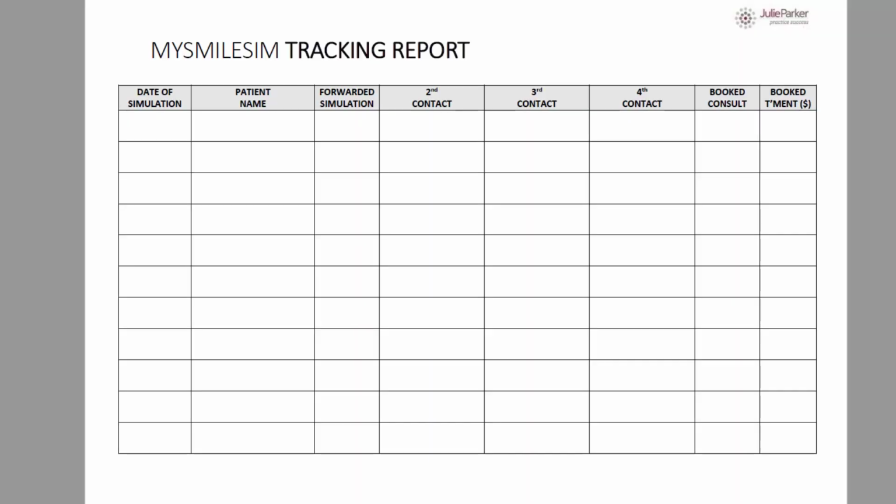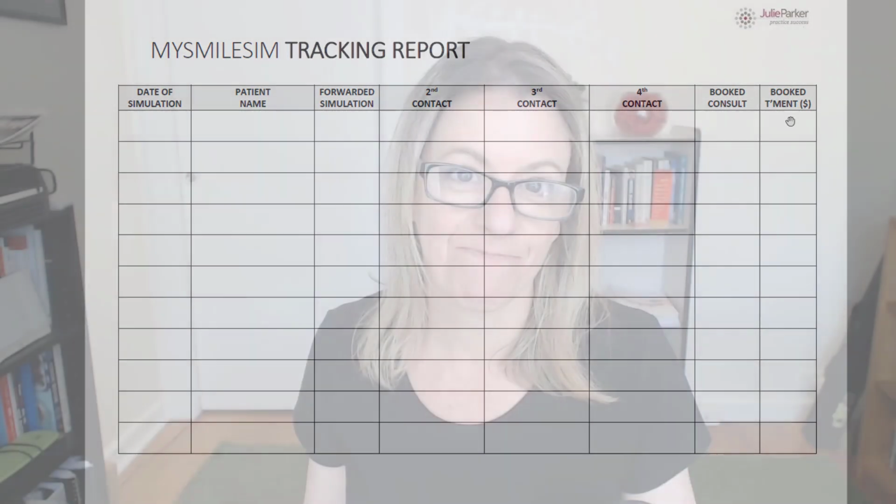This is the MySmileSim tracking report. This is something that the person who is delegated to track this process uses. They enter the date of the simulation, the patient's name, and tick the ones they've been forwarded that simulation. They indicate what the second contact is, because this may change. The second contact may change into a different form of communication as you roll out the system. So actually write down what that second contact has been, what the third and fourth contacts have been, if there were any subsequent ones. Tick once the consult's been booked, and tick if the treatment was ever done, and enter in the dollar amount that that patient booked in for, so you can start gauging what your return on investment is. So there you have it.